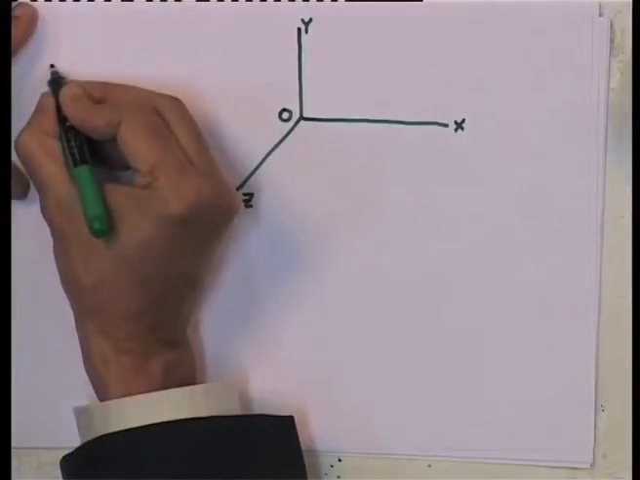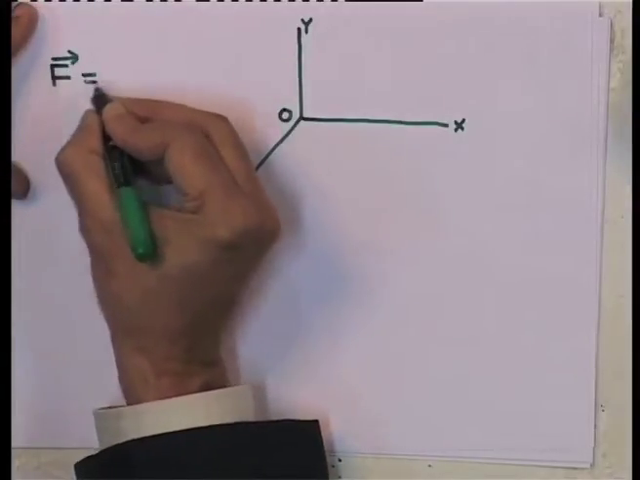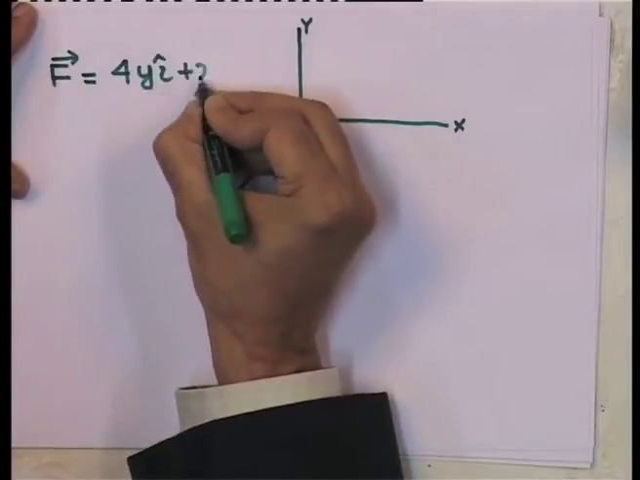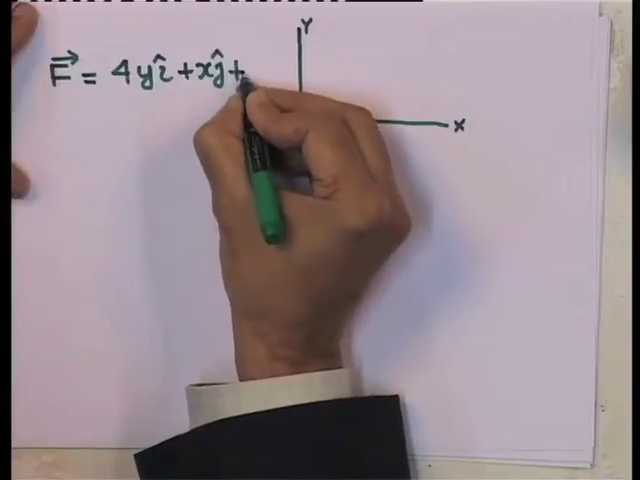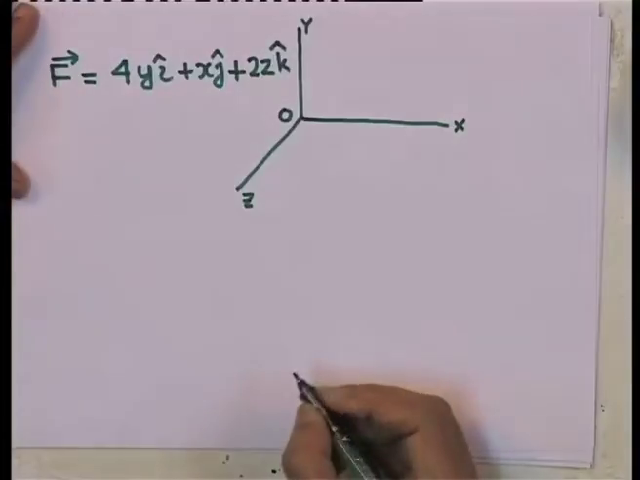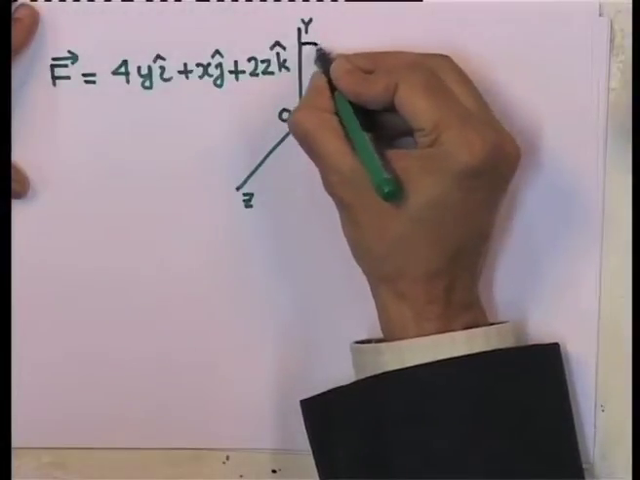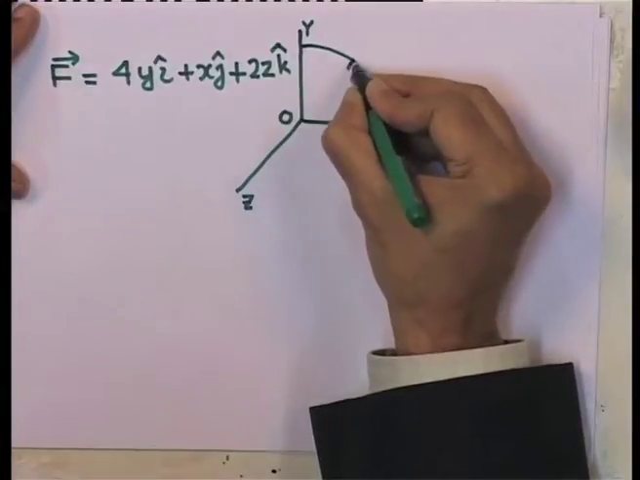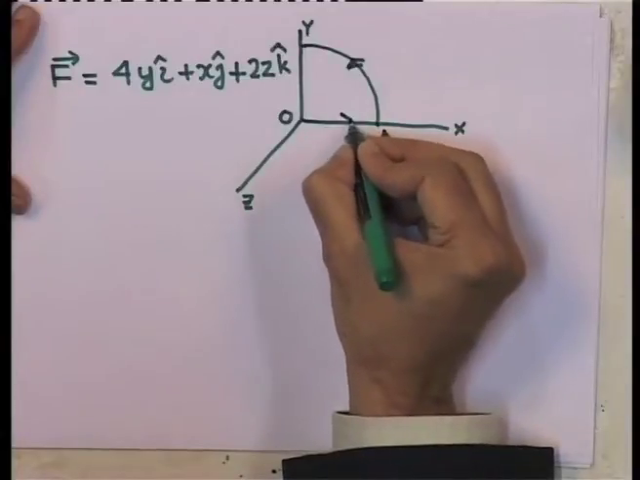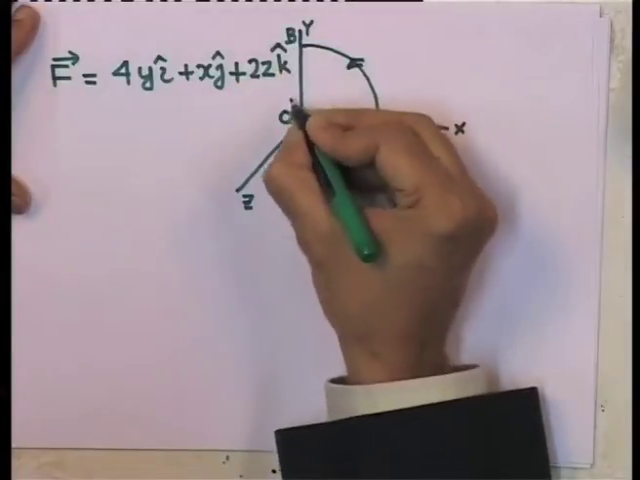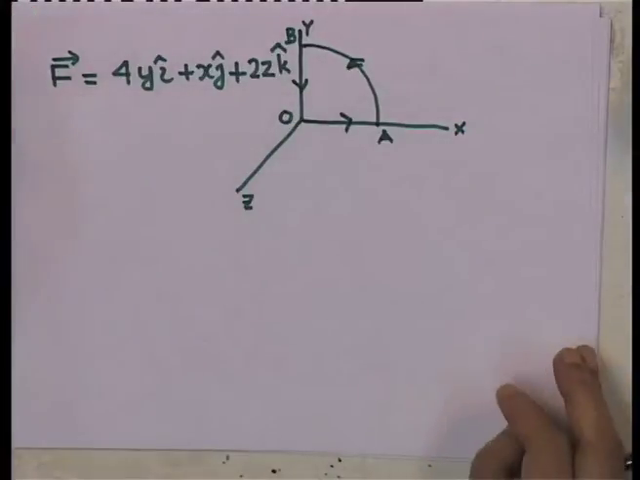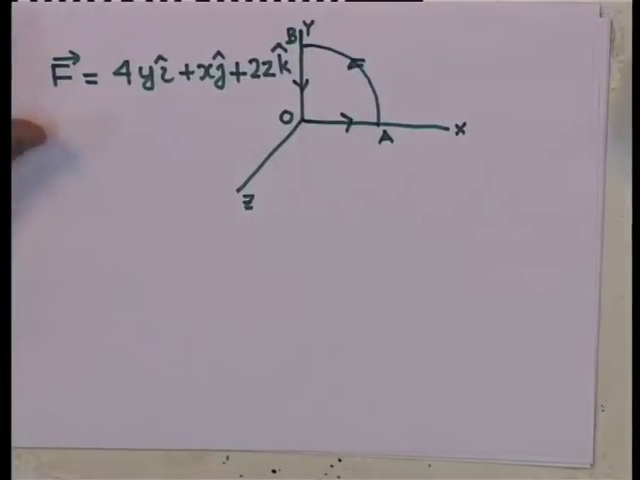So, my force field is 4 y i plus x j plus 2 z k. Now, I am going to compute the line integral from O to, let us say, A to B and back to O over this closed contour. Now, I can do it directly, it is not a very difficult problem to be handled directly.